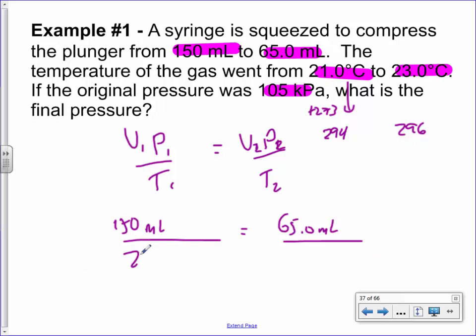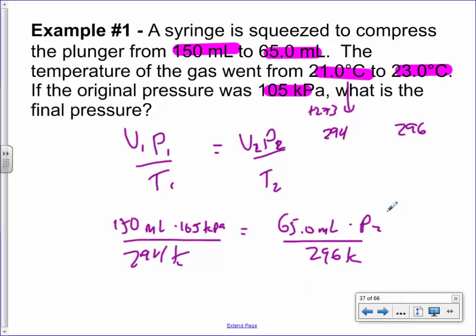So, all right, 294 Kelvin here, 296 Kelvin here. And the original pressure was 105 kPa. We're looking for pressure too. I'm a big believer that whenever you do math in chemistry, you should not just put numbers, you should put units down. This question was kind of nice because this milliliters and that milliliters and this Kelvin will eventually cancel. But what if I gave you something in liters and another one in milliliters? Or what if I gave you kilopascals and millimeters of mercury? Make sure you watch that your units cancel.